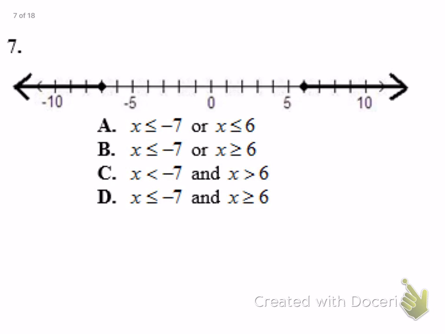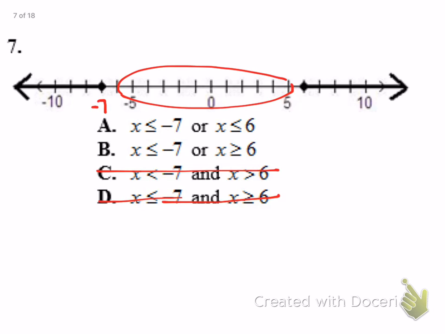Number 7, again, I have an or. I know that because of the gap that falls in the middle. I can eliminate C and D. I have closed circles on both ends, so I know that the signs have to match. That happens in both A and B. This is -7 on the left, +6 on the right. Those numbers also match. The only difference between A and B falls right here. A says x is less than or equal to 6, but I want the greater than, which is what is in B. So the correct answer to 7 is B.